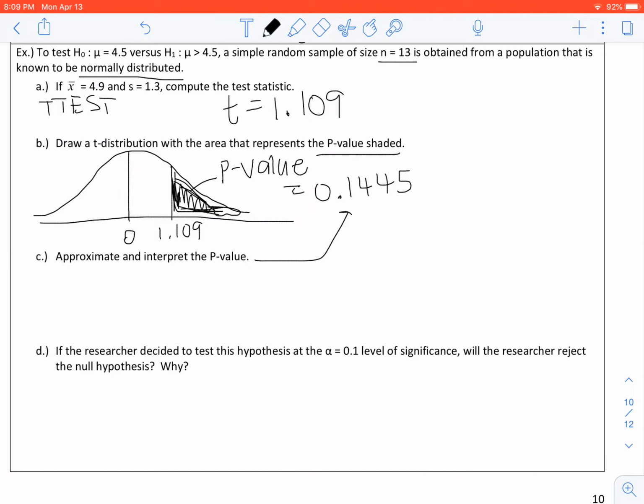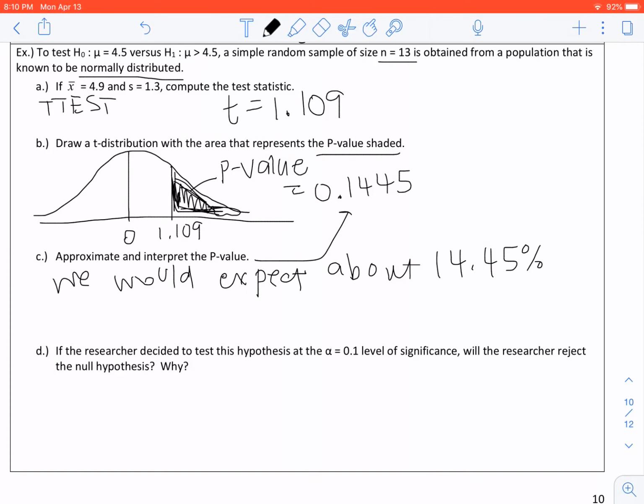And so to interpret this, we would expect about, and I'm going to write it as a percent, 14.45% to have a mean of 4.5 or higher. Which again is what we have that we're testing.